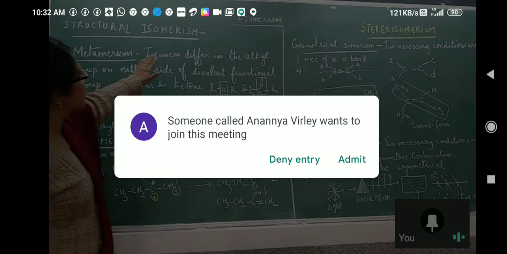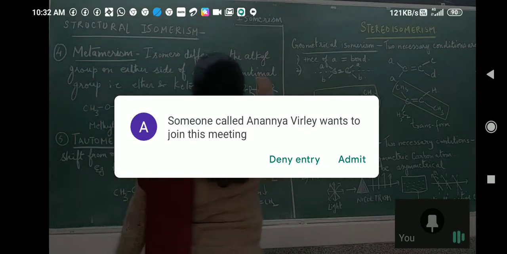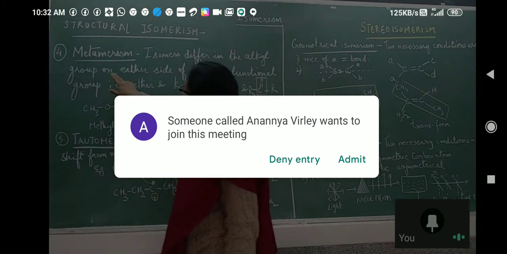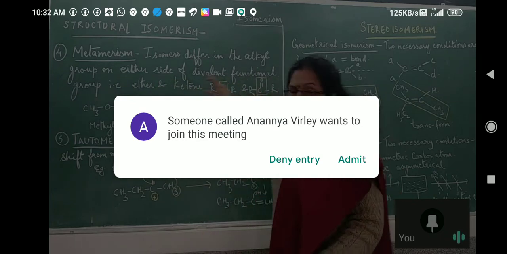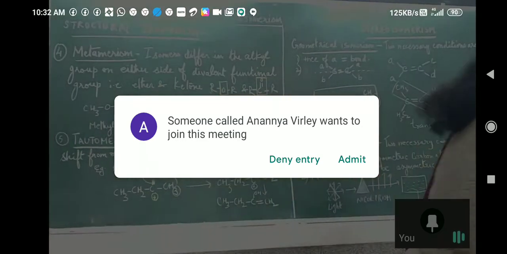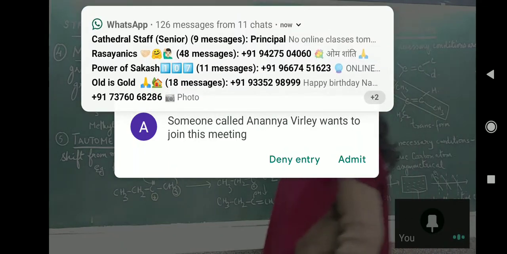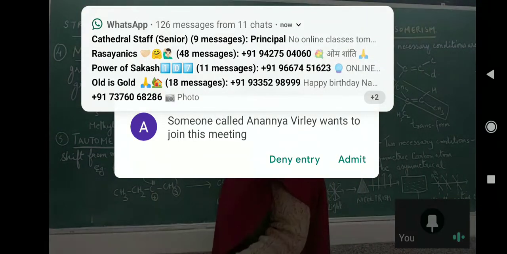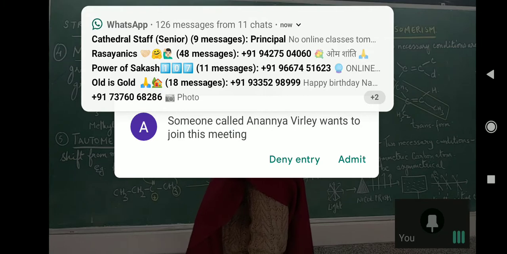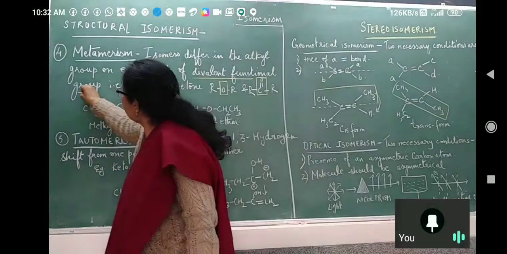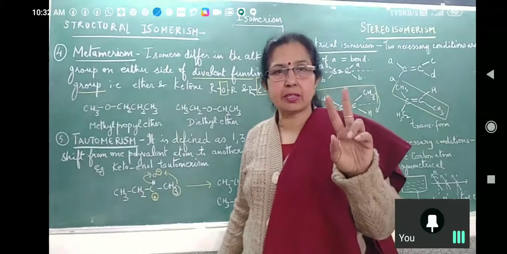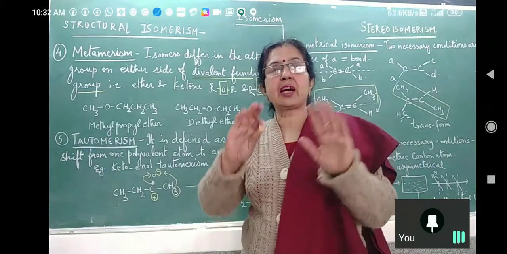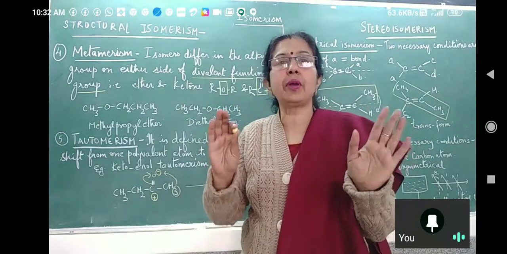Metamerism: it is isomers which differ in the alkyl group on either side of the divalent functional group. Now there are certain terms which I need to explain. You know what are alkyl groups, right? Then what is a divalent functional group? A divalent functional group means one which has two valencies free. That means it has a carbon chain or alkyl group on either side.